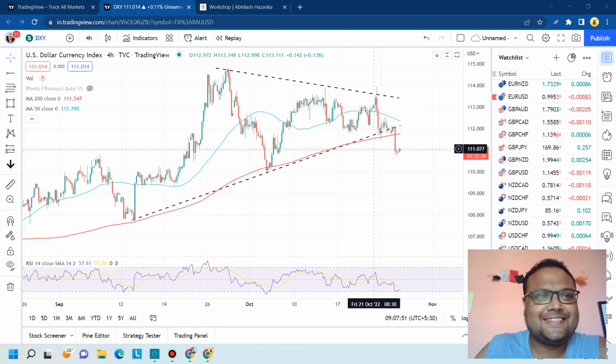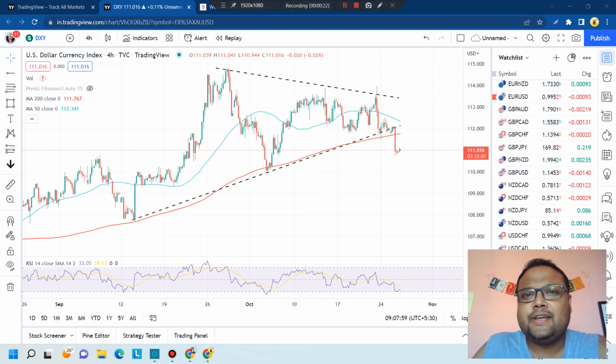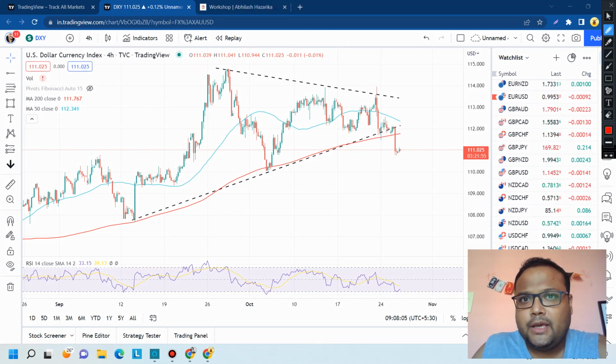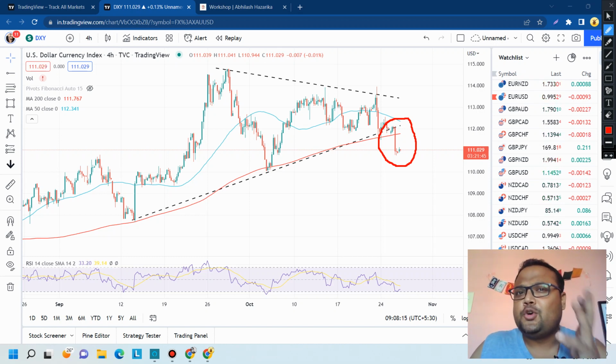So let's get started. This is the Forex chart of DXY, the US dollar currency index. If you have watched my previous videos, then you were ready for this drop, because we have been talking about this triangle formation and we were getting ready for a breakout. And we could see that there was a sudden fall on the chart of DXY. So there is some correction going on.